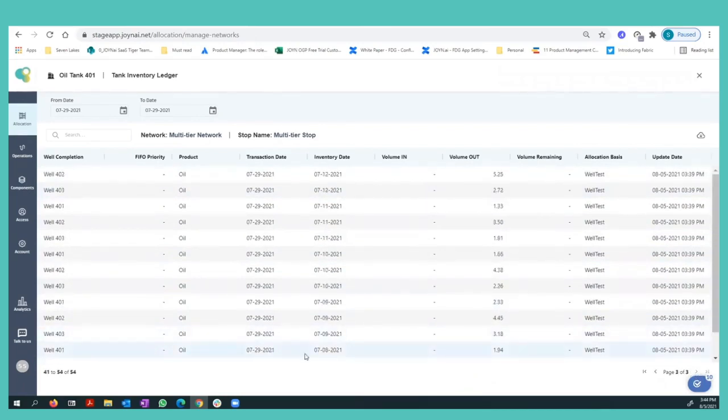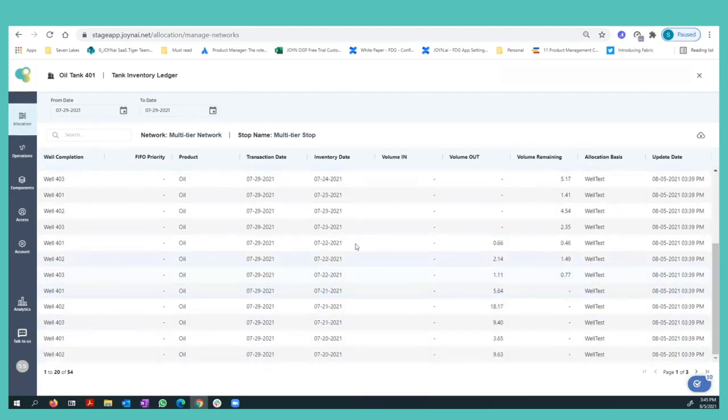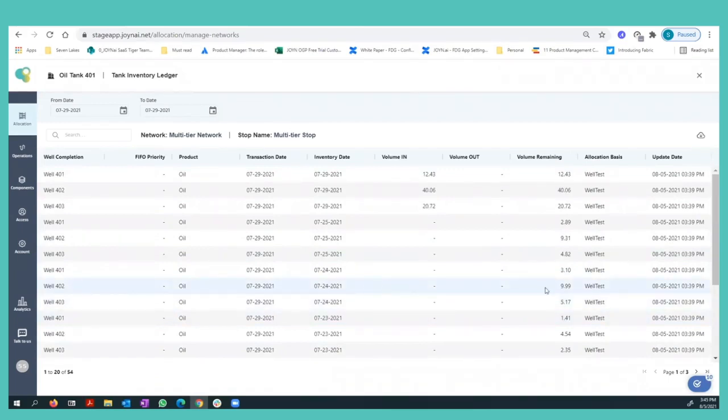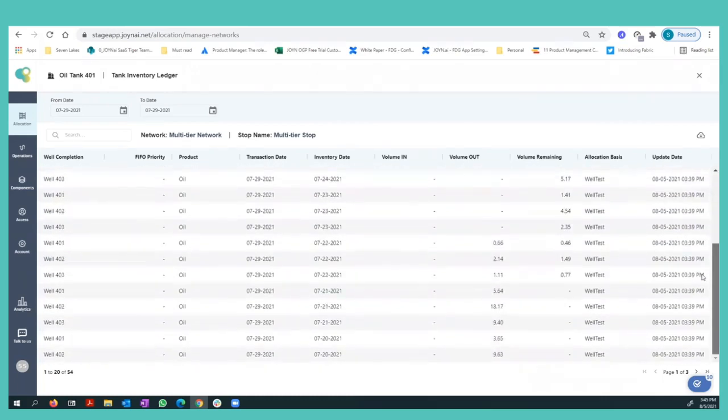If you see here, the inventory from the 8th till the 22nd is drawn out. Then there is some inventory belonging to the 22nd which is left over, and whatever inventory came in on the 24th, the 25th, and then the inventory which came in on the 29th is also shown as the remaining oil on this tank.